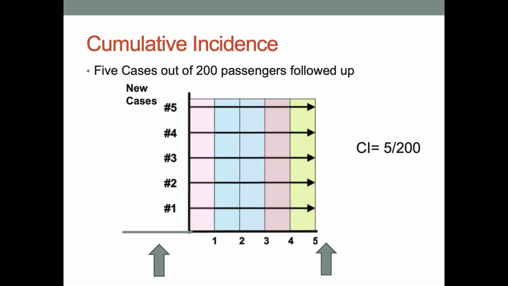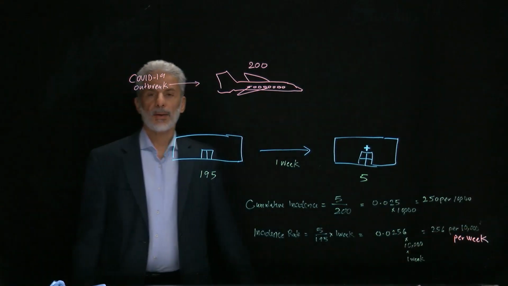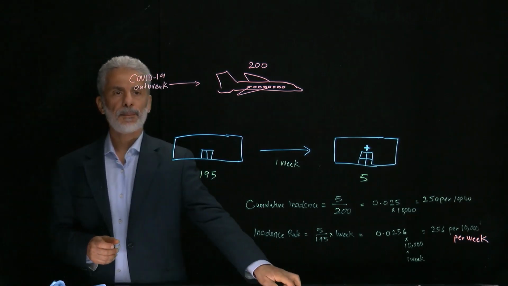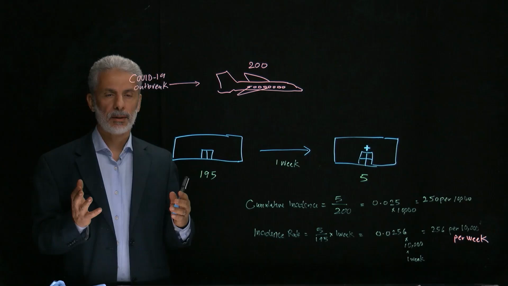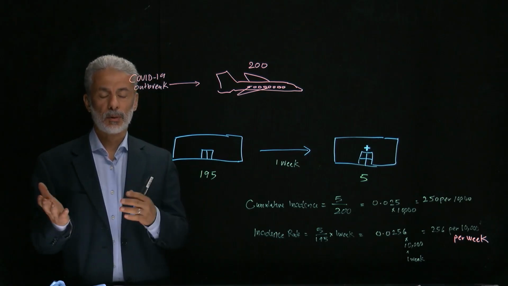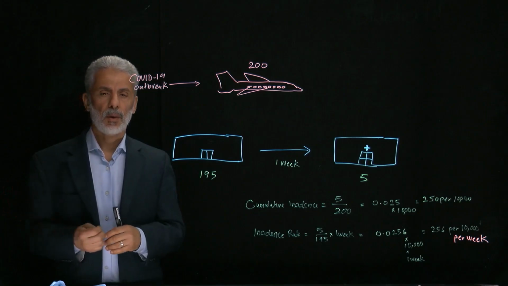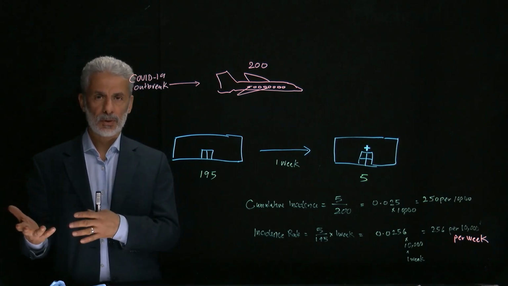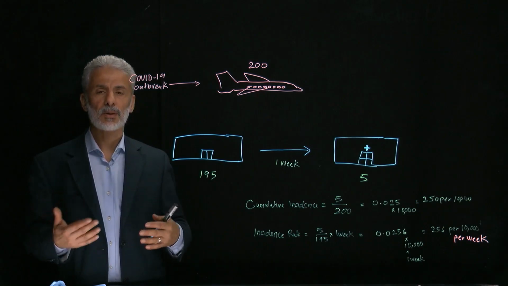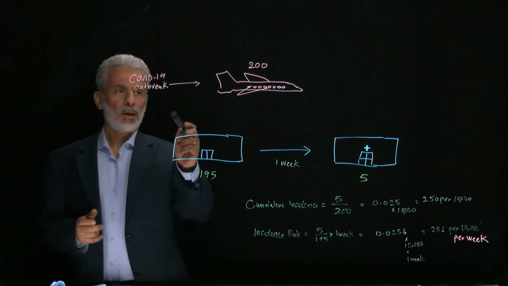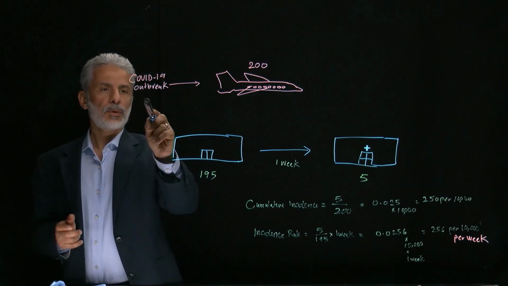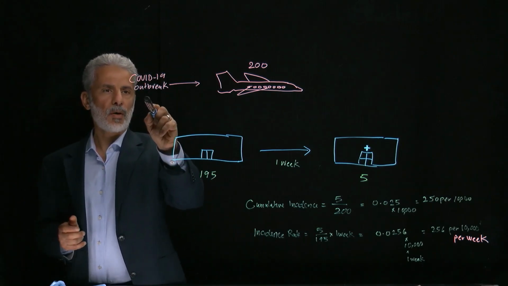So let me demonstrate this in a drawing. Maybe that'll also help you better visualize what cumulative incidence is. Okay, so I'm going to describe to you the difference between cumulative incidence and incidence rate. When we say incidence, it's usually referring to incidence rate, but to identify cumulative incidence, we have to say cumulative incidence. So let's say a plane with 200 people took off from a city with a COVID-19 outbreak.